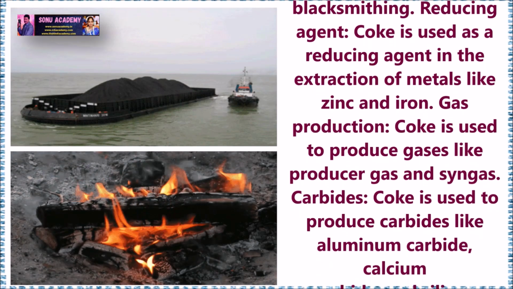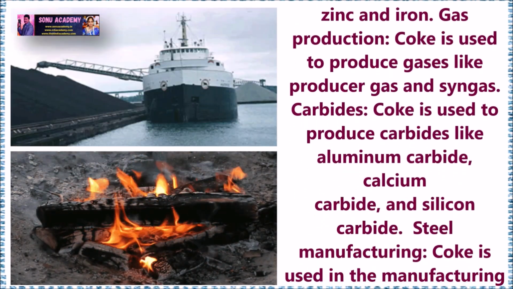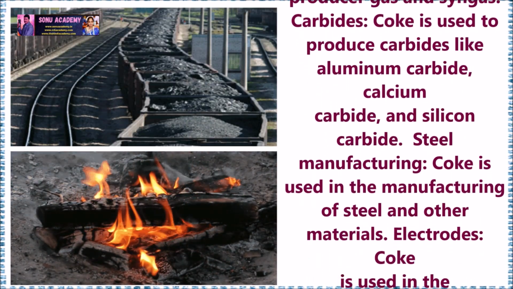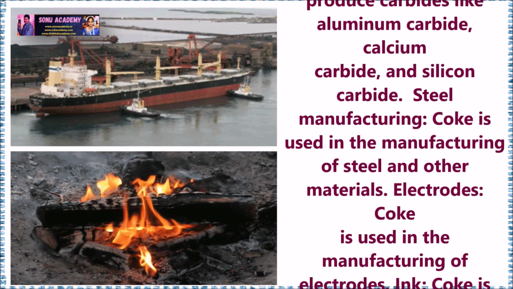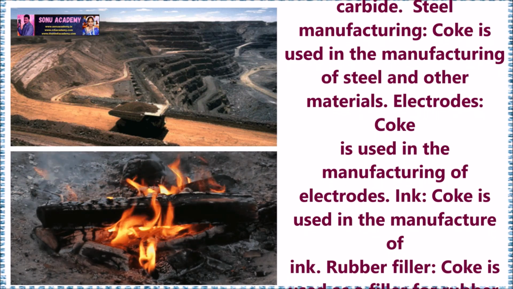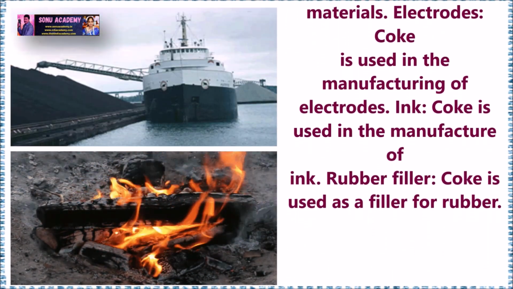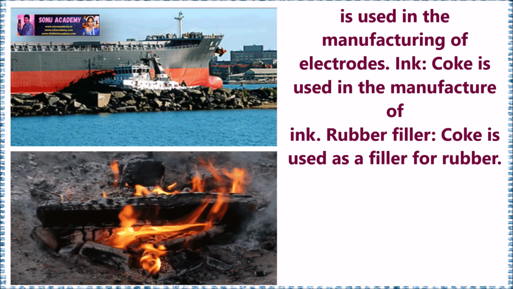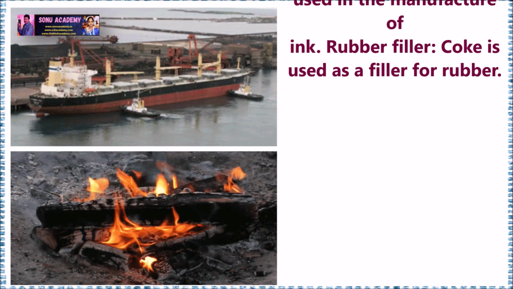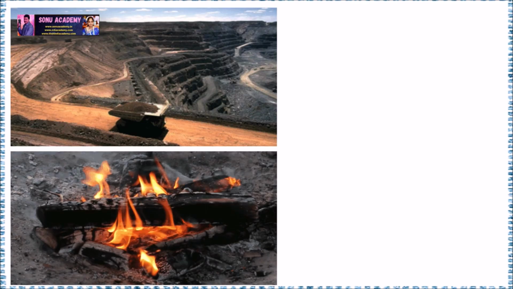Gas production. Coke is used to produce gases like producer gas and other gases. Carbides. Coke is used to produce carbides like aluminum carbide, calcium carbide, and silicon carbide. Steel manufacturing. Coke is used in the manufacturing of steel and other materials. Electrodes. Coke is used in the manufacturing of electrodes. Ink. Coke is used in the manufacturing of ink. Coke is used as a filler of rubber also.